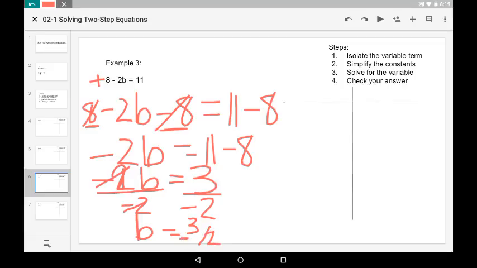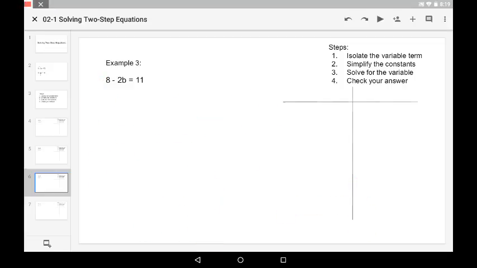So the negative can go in front of the fraction, it can go in front of the 3 or in front of the 2. It's all the same thing. Okay, so that's one way. So we ended up with b equals negative 3 over 2. Okay, I'm going to show you the other way.